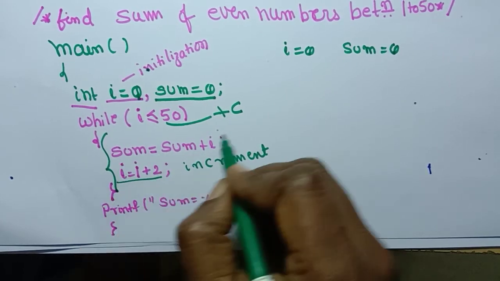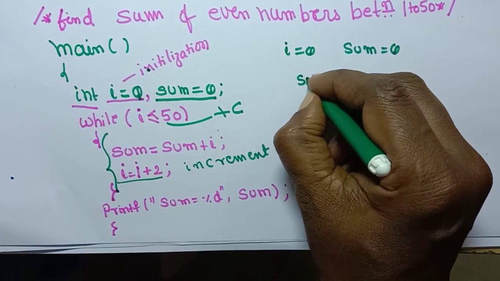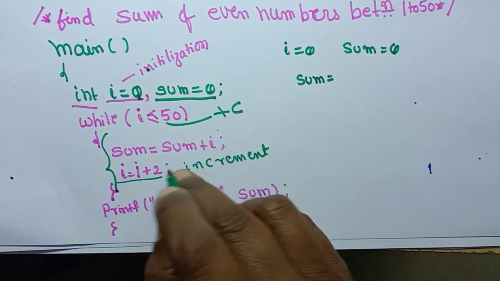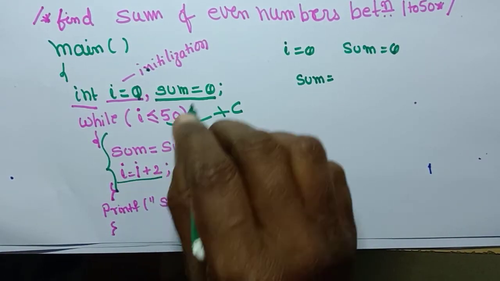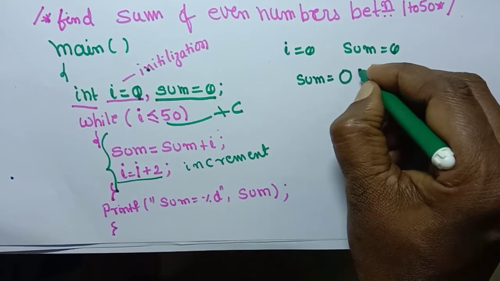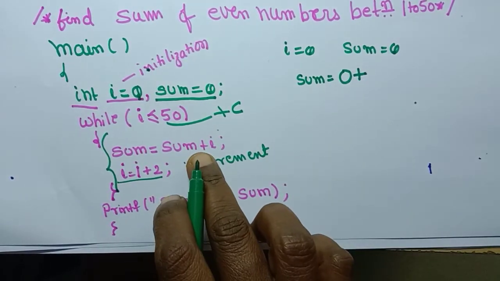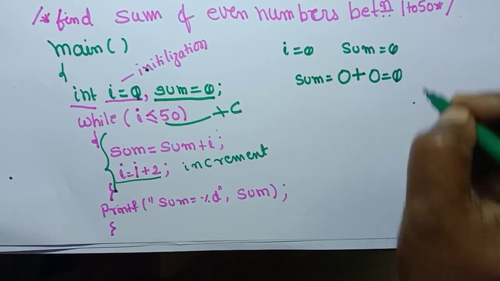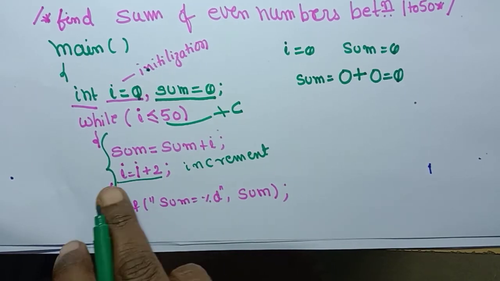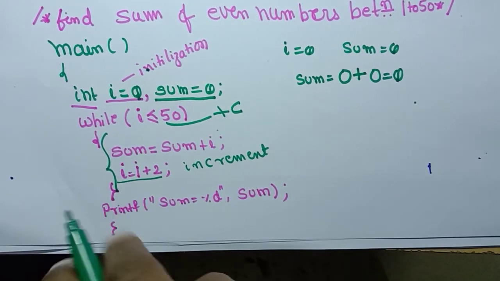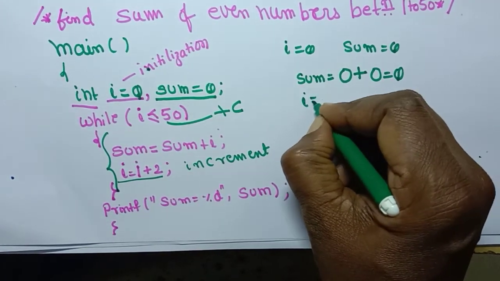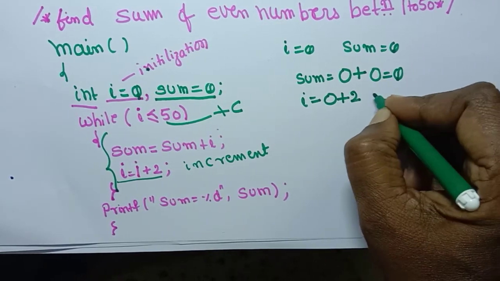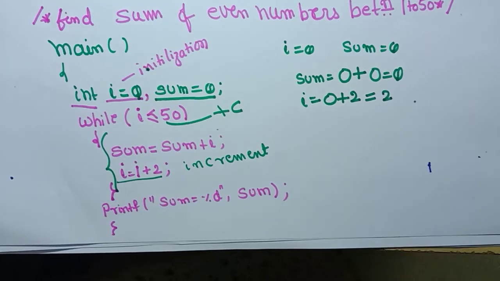So here, sum is equal to, you see here, for I is equal to 0 and sum is equal to 0. Sum is nothing but, initially you have taken sum is equal to 0, plus what is the I value? I value is also equal to 0. Now what is your sum? Sum is equal to 0. Next it is going to execute this statement also. What is this? I is equal to I plus 2. I is 0 plus 2. Now our I is equal to 2.